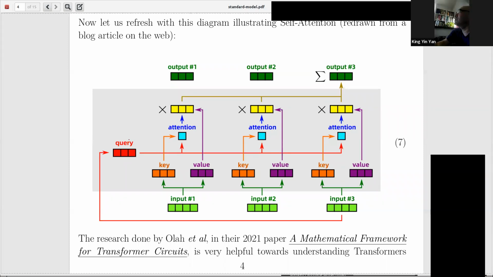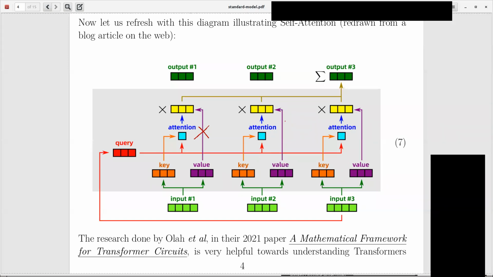Yes, so the query multiplied with the key gives you the dot product. But this is then multiplied to the value. So this is like a gate, and sometimes it will be 0, and then this value would be ignored. So only some will pass through. You understand?